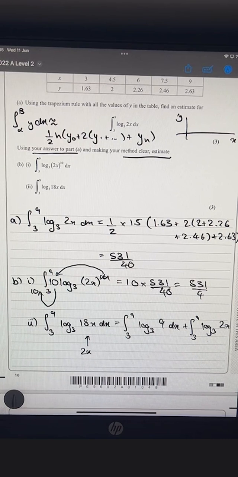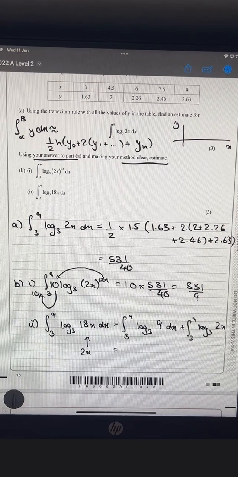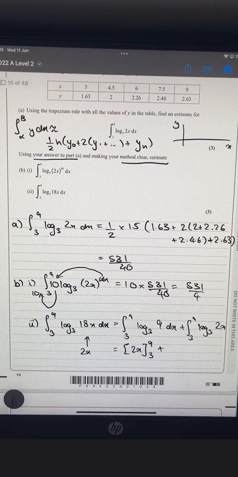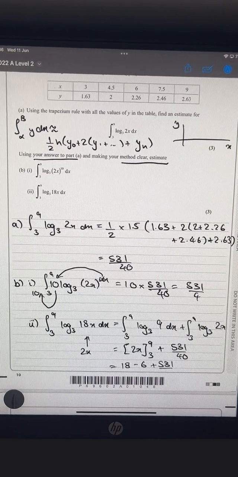Because I know what this one is, right? So then if I just evaluate this integral, well, 3 to what power is 9? That's 2. So I'm just integrating 2, which is 2x, between my limits of 9 and 3. And I'm adding this integral, well, I know what that is from above, 531 over 40. And if I just put in my values as I'm integrating, I do 18 minus 6 plus 531 over 40. And put that into my calculator, I get 1011 over 40 as that answer.